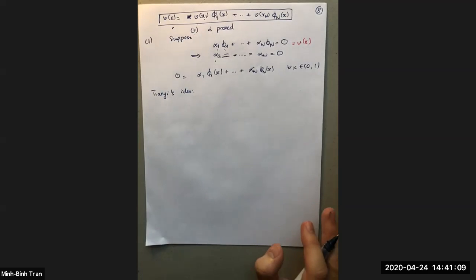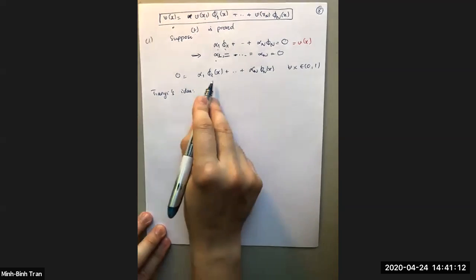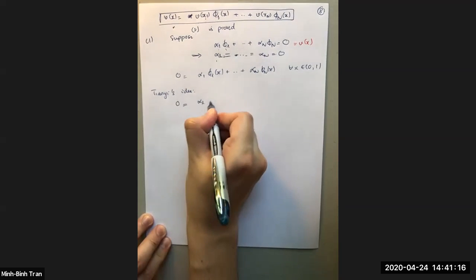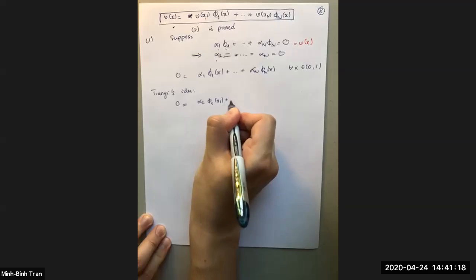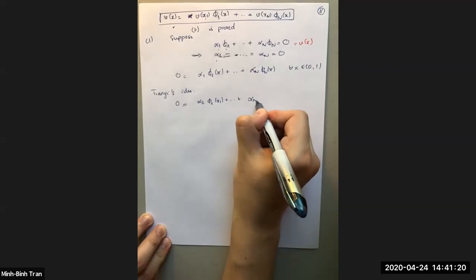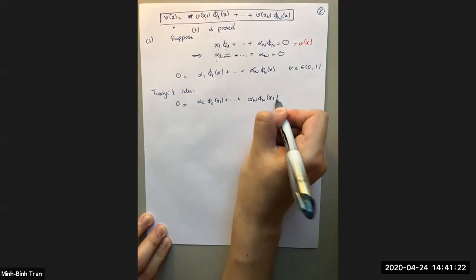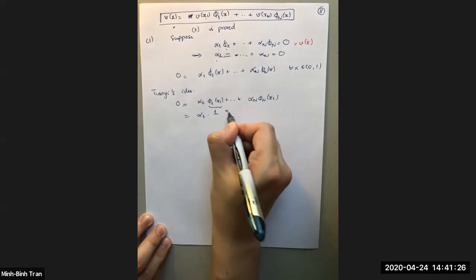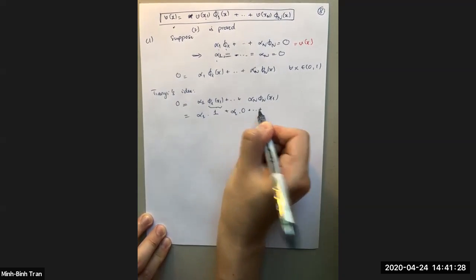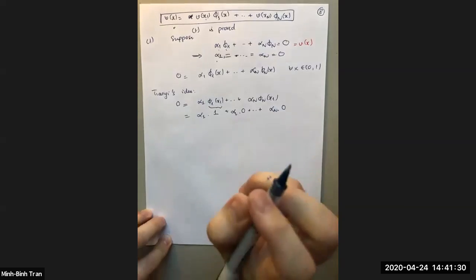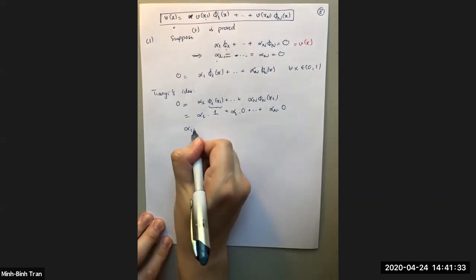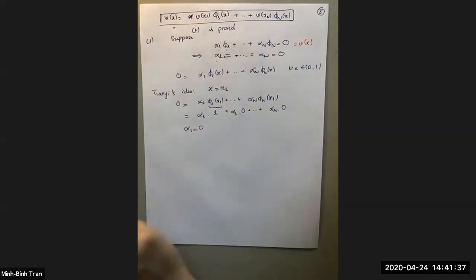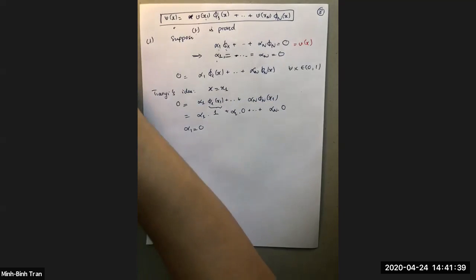But here it's simpler than doing inner product because you can just replace x by x1, right? So then you have zero is α1 φ1, and this is exactly the idea that we just did. So then this one is 1. So this is α1 times 1 plus α2 times 0 plus αn times 0. So everything will become 0. So α1 is 0, right? So we do the same thing as before, according to Tianqi.